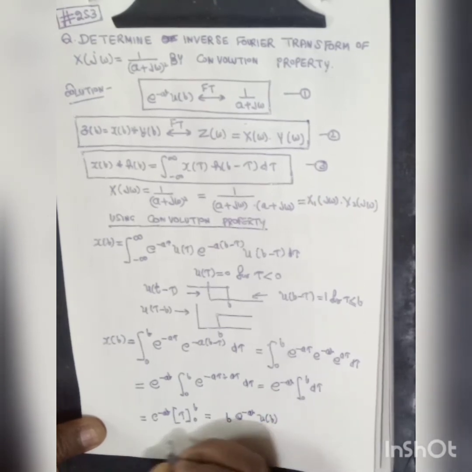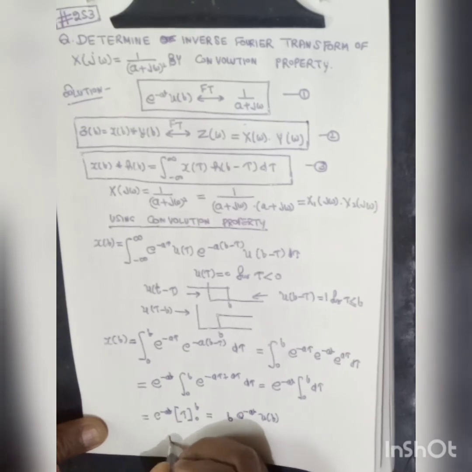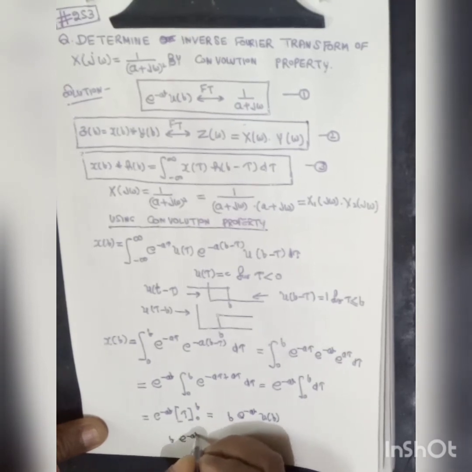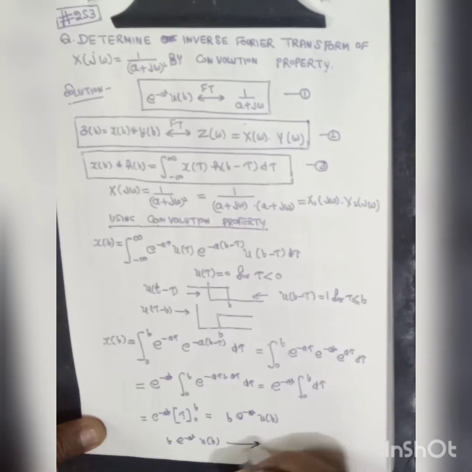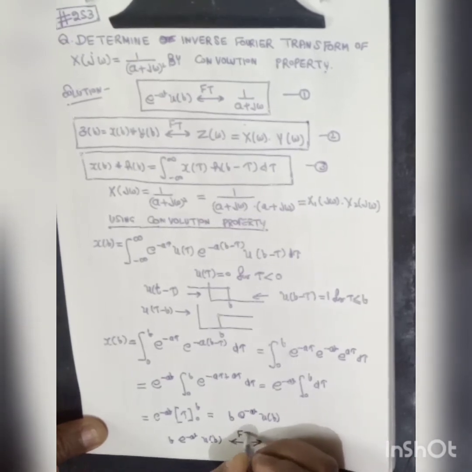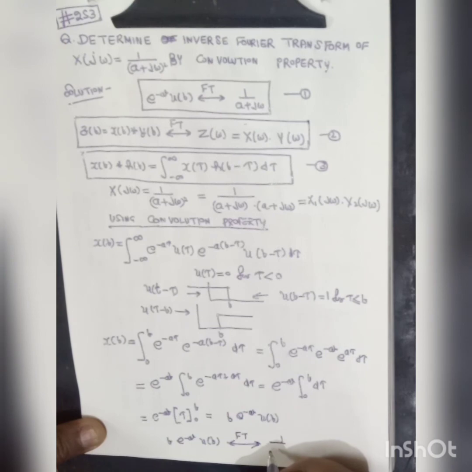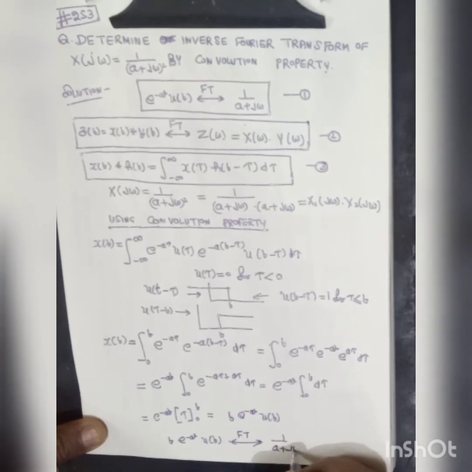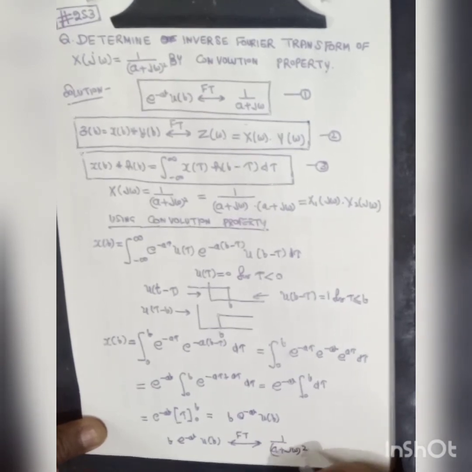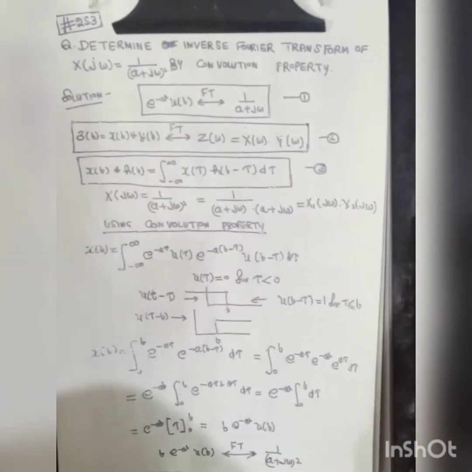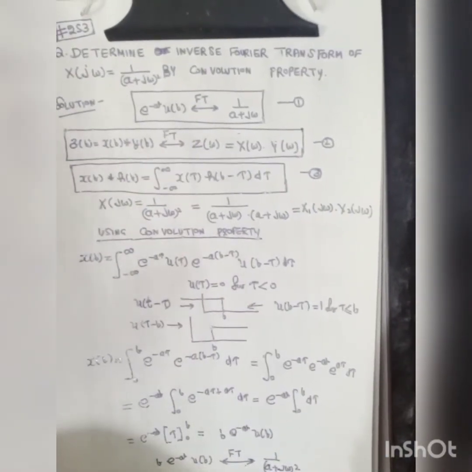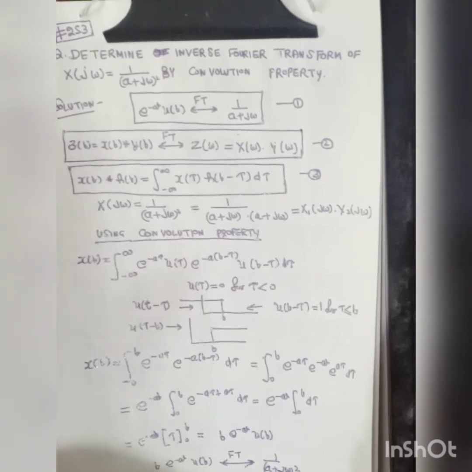So the inverse Fourier transform will be t e to the power minus at u(t). This can be written as Fourier transform is 1 upon (a plus j omega) whole square. So we have found the inverse Fourier transform of the signal X(j omega) by using the convolution property.